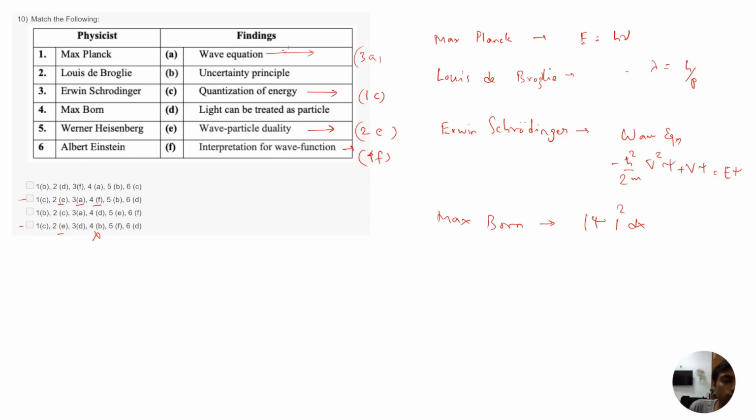So what did Werner Heisenberg do? Werner Heisenberg told about the uncertainty principle; that's how it is known as Heisenberg's uncertainty principle. So 5b is here, and 6 is Albert Einstein's photoelectric effect, and the photoelectric effect says that light can be treated as a particle. So it is 6d. So this is your correct option, and this is wrong.